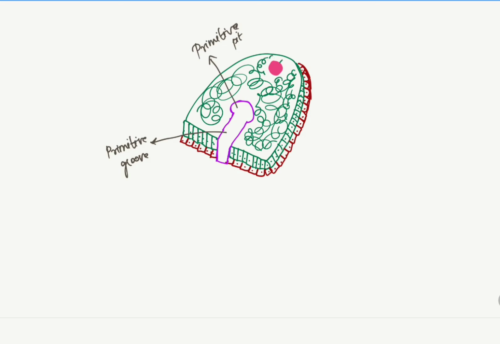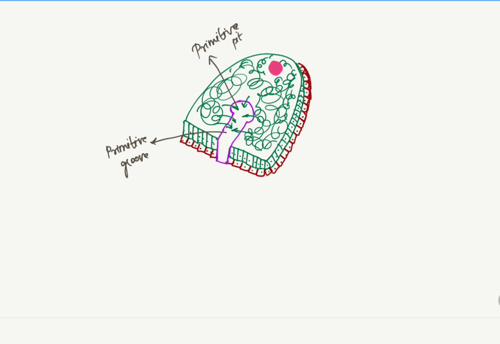So what happens after some time, all these epiblast cells start proliferating rapidly and start migrating towards the primitive groove and the primitive pit. Of course, there will be some cells left behind. Some cells of the primitive streak and primitive pit will be left behind, right?